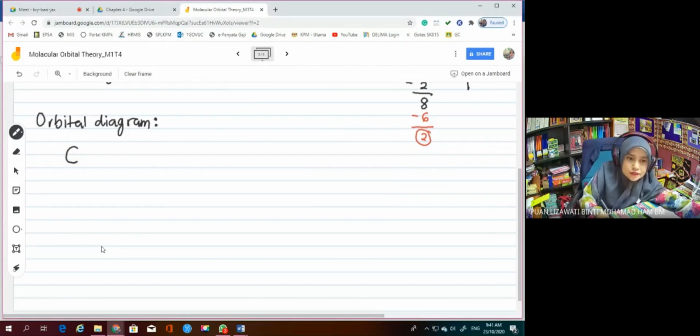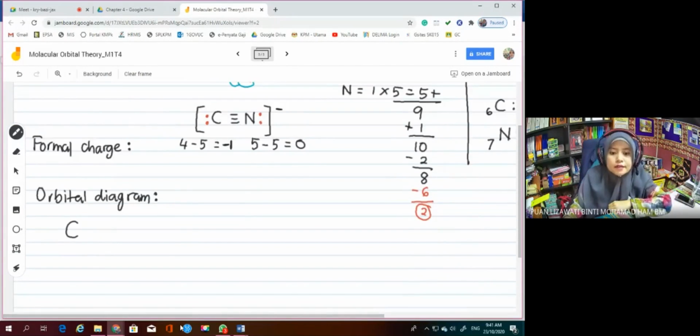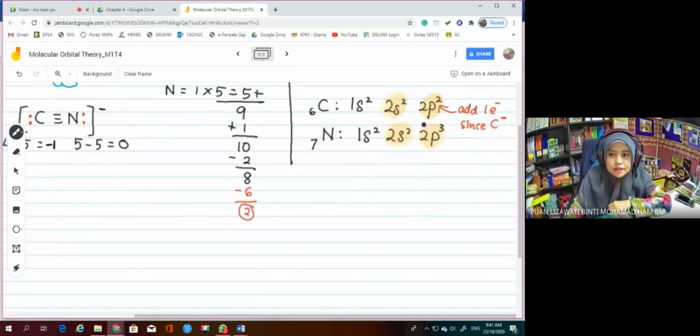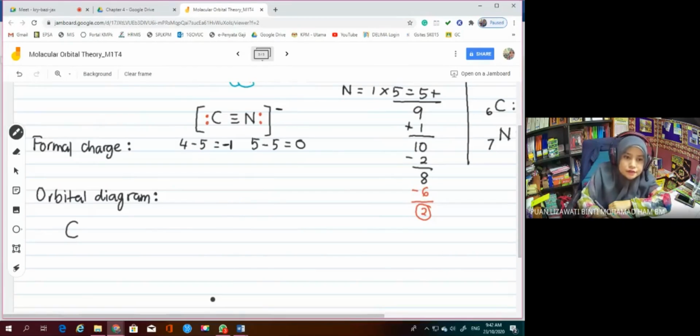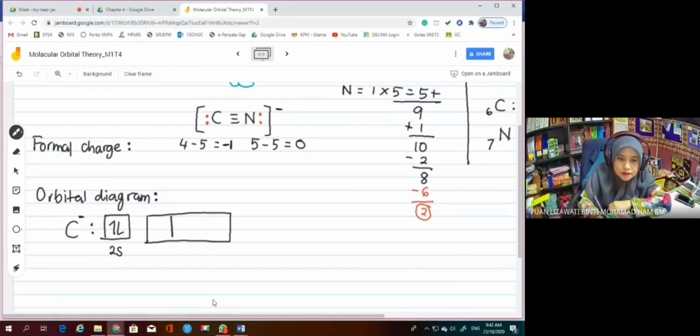Diagram start with carbon. So carbon tadi asal dia ada 4. Tengok balik. Dah ada 1, 2, 3, 4 right? So however because this is negative charge, so now become 5. So kita akan add dekat P lah, 2P. So because of that you have to write here minus. Okay. Then this is 1, 2, 2S. And then the other 3 is located in 2P. Okay, 1, 2, 3, all single.